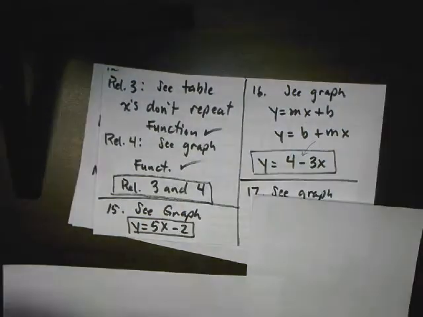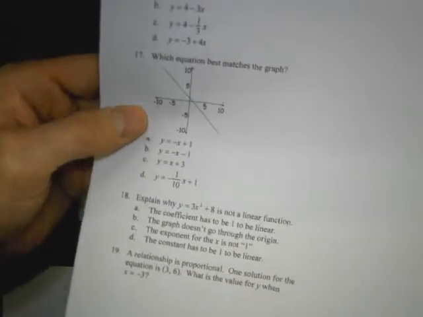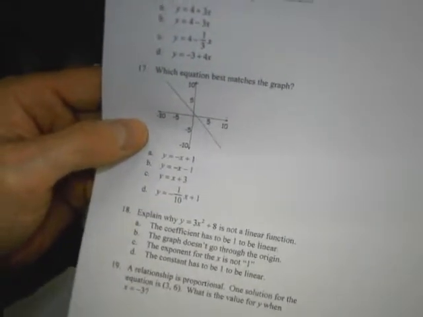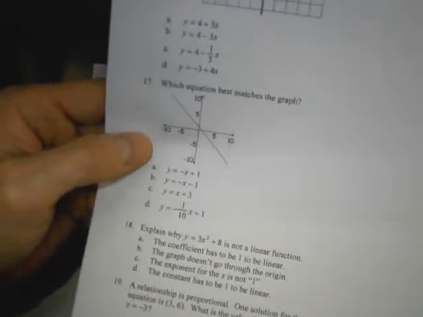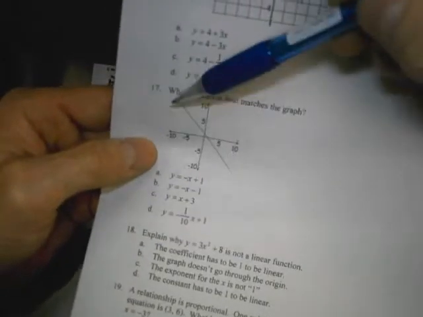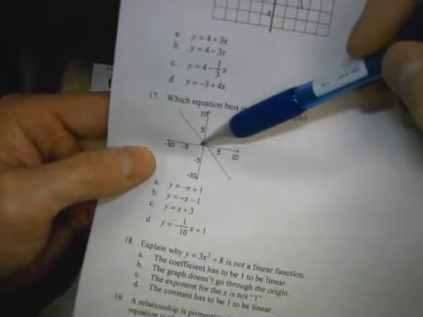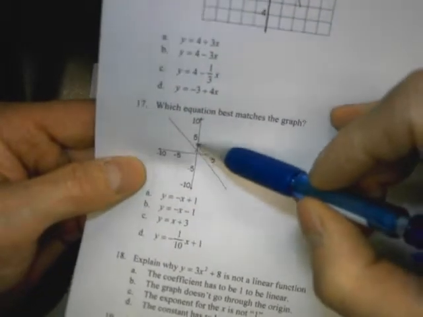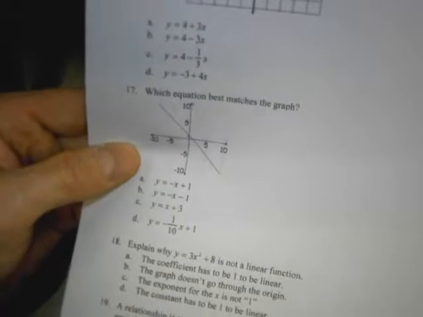All right, so 17. 17, we have a graph right here. And for 17, you have to understand slope and y-intercept. It's purposefully kind of ambiguous there. You can't read the numbers real well. So let's start with the y-intercept. If you look at this, the line hits up here at positive, so I know my answer can't be letter B. And it's lower than halfway. So no, my answer can't be C, where the y-intercept is 3.